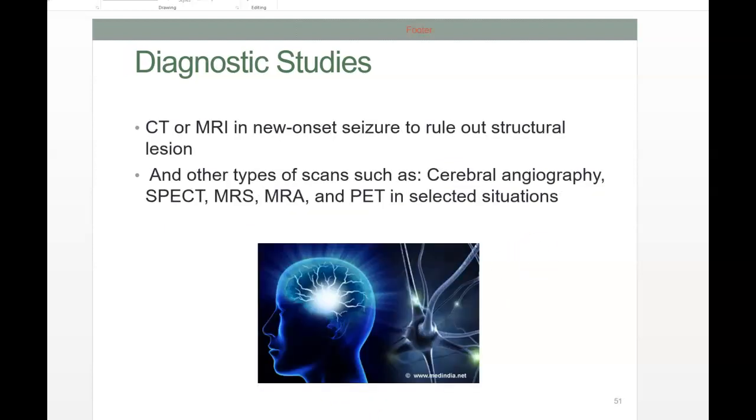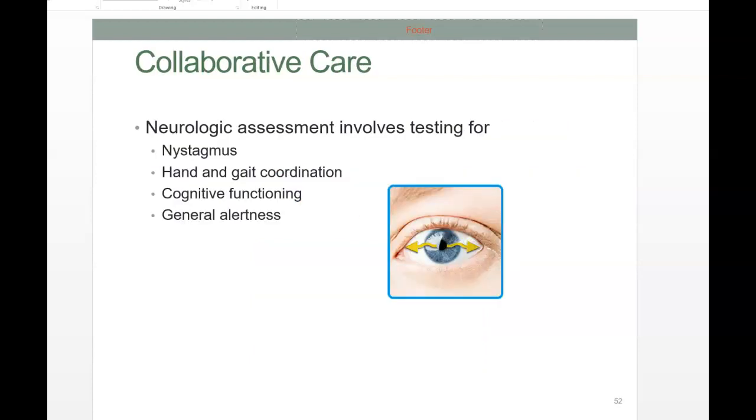They will do a CAT scan, MRI in new onset seizures to rule out structural lesions, and other types of scans such as cerebral angiography, magnetic resonance spectrometry, a magnetic resonance angiogram, and a PET, or positron emission tomography, in selected situations.